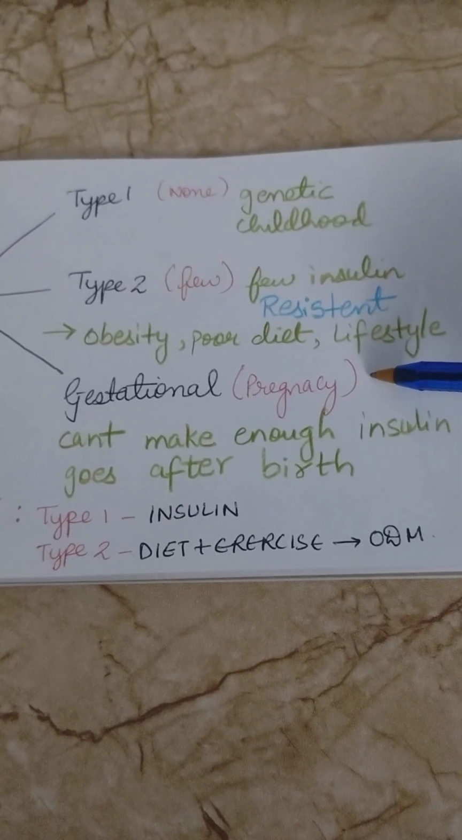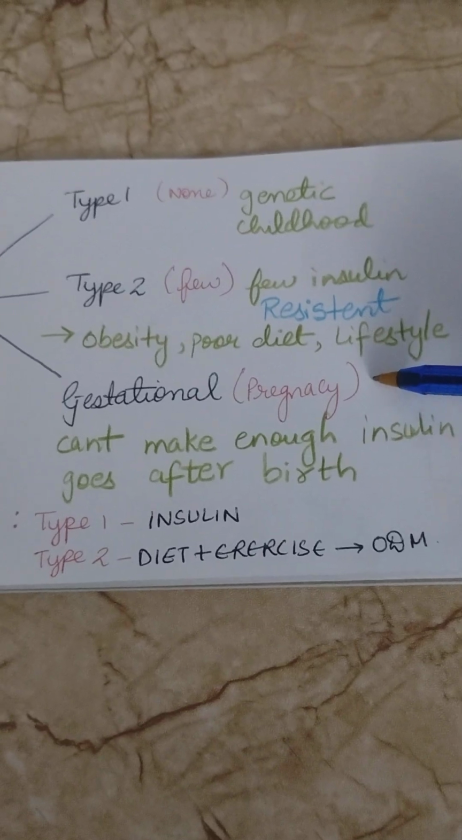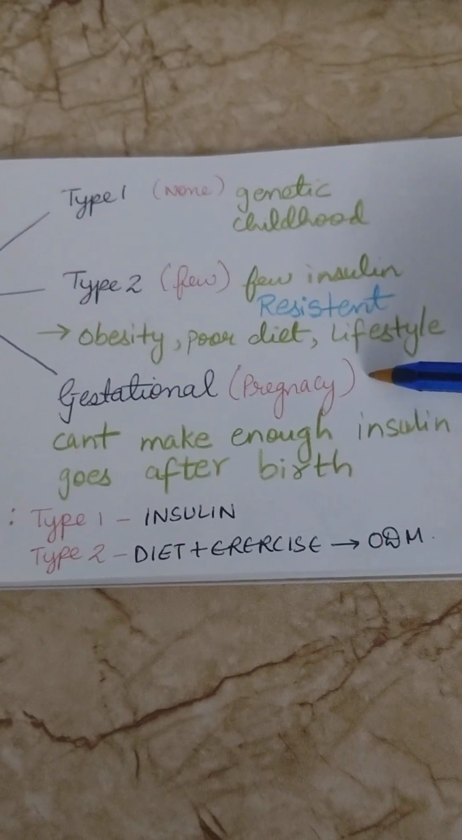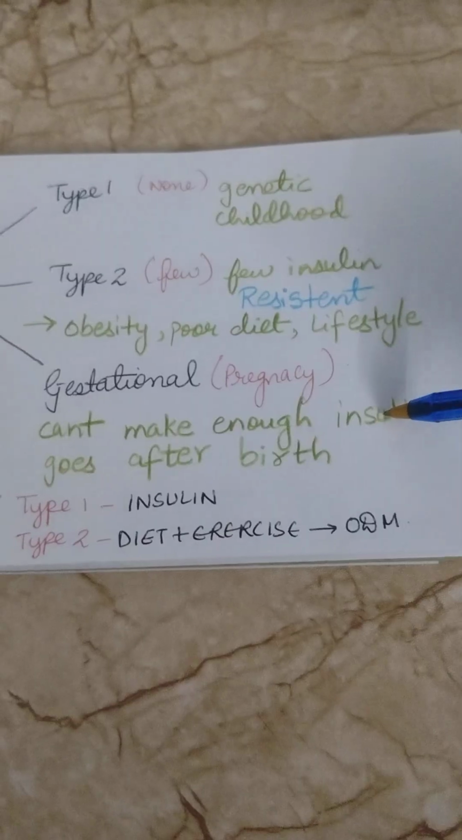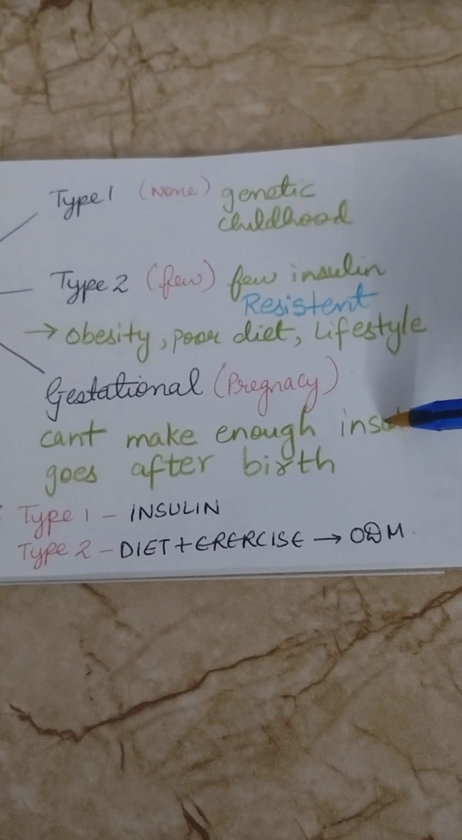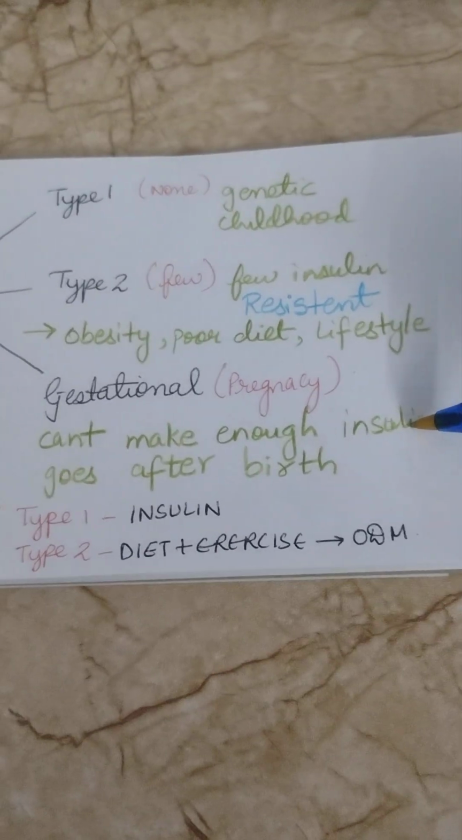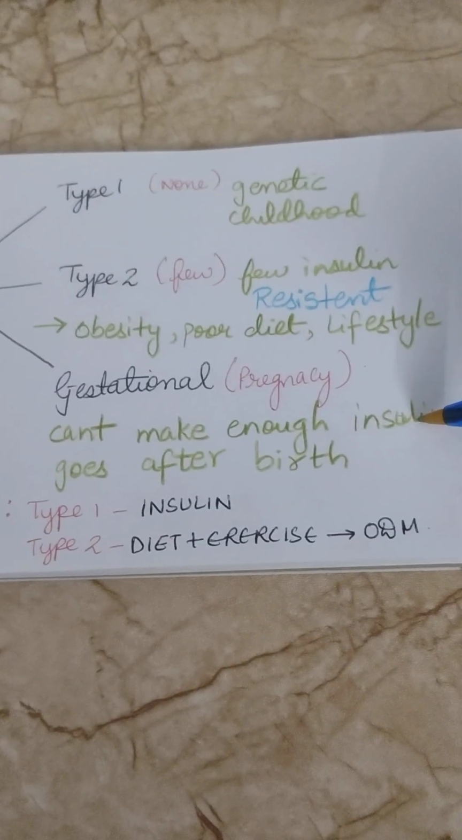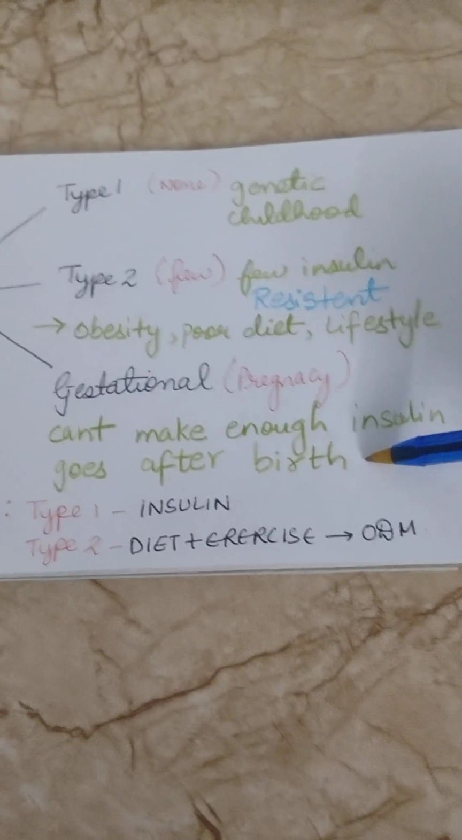Next is gestational diabetes mellitus, which develops during pregnancy. During pregnancy, the beta cells are unable to make enough insulin, and it gradually goes away after the birth of the baby.